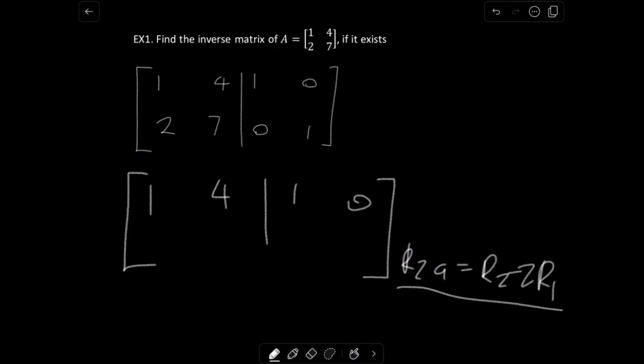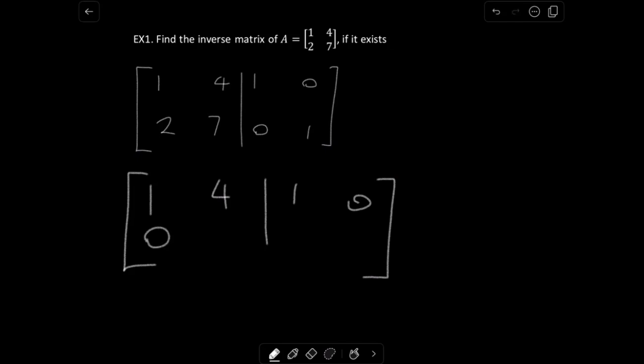Remember, when you are doing these elementary row operations, I advise you to write out what operations you are using, so whoever is checking your work can follow along and see your thought process clearly. I'm not going to write this out for the lack of space. I'll explain what I'm doing as I go along. So it'll be 2 minus 2 times 1, that's 0. 7 minus 2 times 4, that's minus 1. 0 minus 2 times 1, that's minus 2. And then 1 minus 2 times 0, well, that's just 1. All right, there we go.